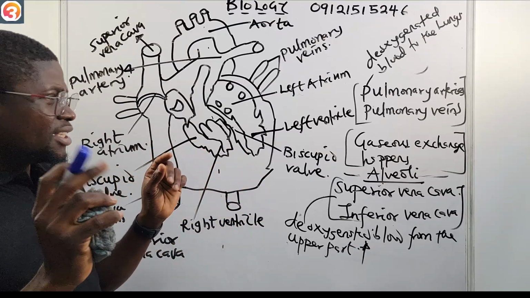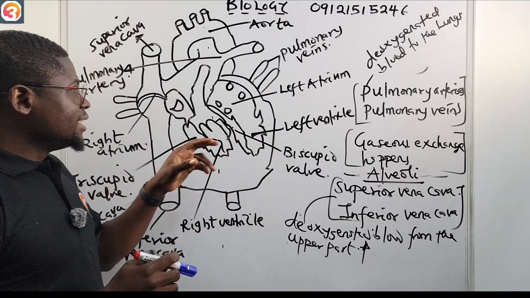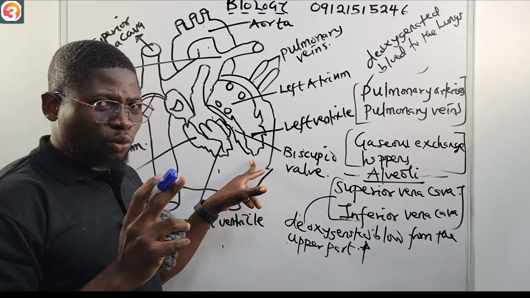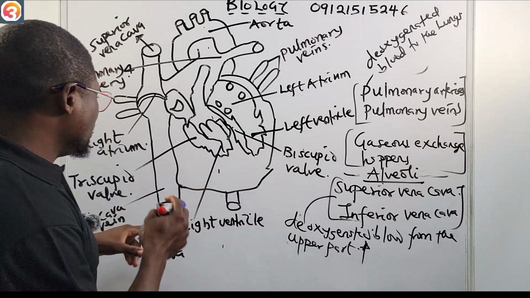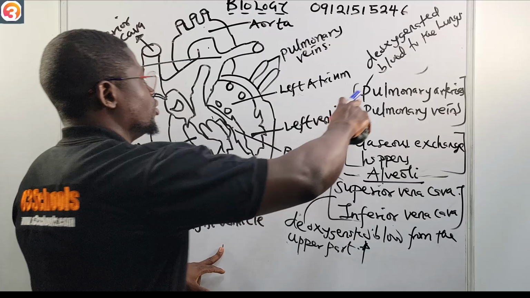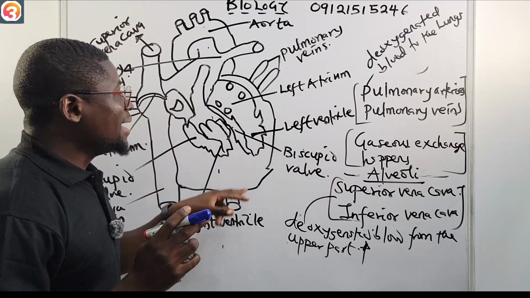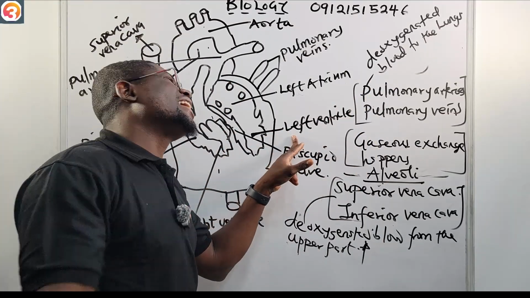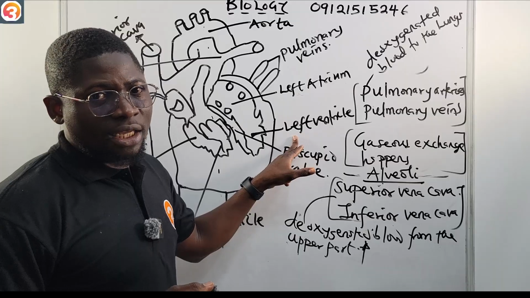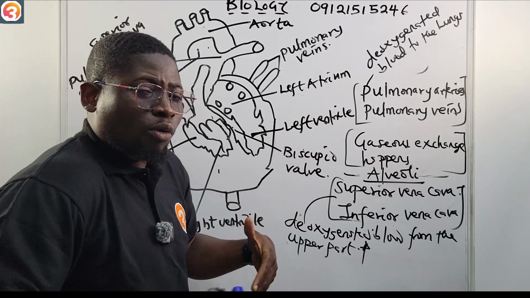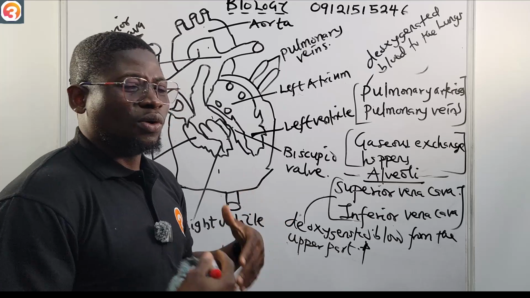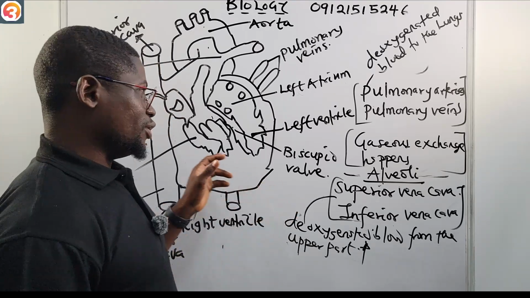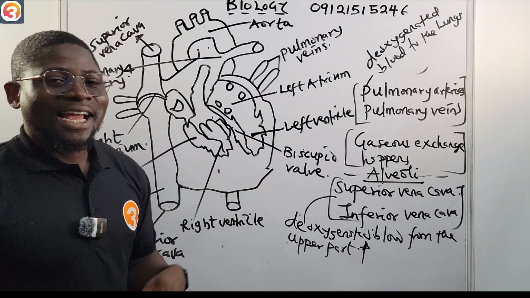But another important thing you should note here is that the walls of the left ventricle are more muscular than that of the right ventricle. Why? Because the right ventricle is pumping blood just to the lungs, but the left ventricle is pumping it to different parts of the body. So because it performs more work, it's more muscular. The walls of the left ventricle are more muscular than that of the right ventricle.